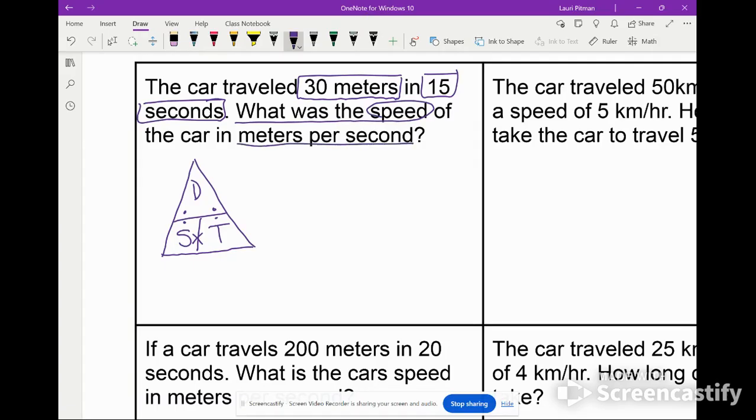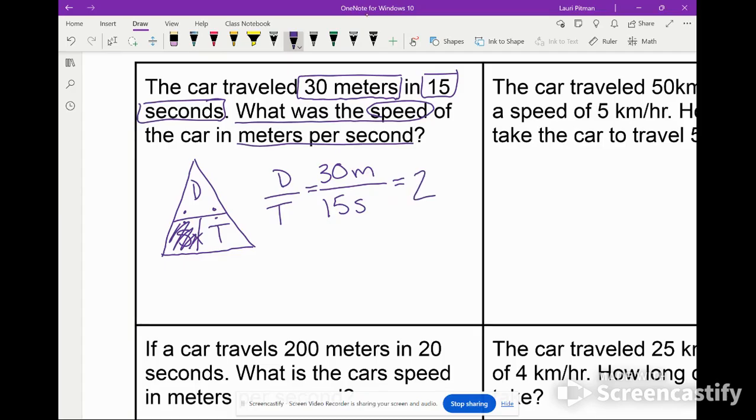Okay, well, since they're asking us what was the speed, I'm going to come down to my triangle and mark out the S. I know that is the value that I'm looking for. So then I can just plug in my other numbers. I have distance divided by time, which we write just D over T. Well, 30 meters would be my distance. 15 seconds would be my time. So then you could just plug that into your calculator or divide it if you're good at division in your head. 30 divided by 15 gives me 2.